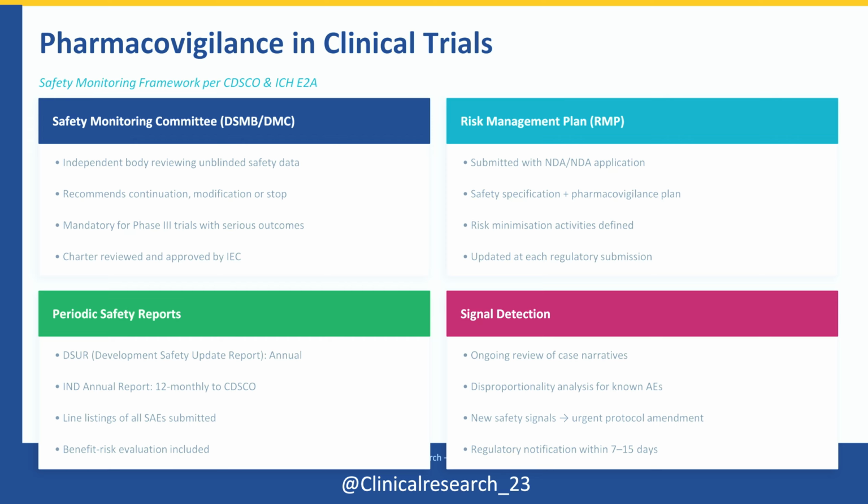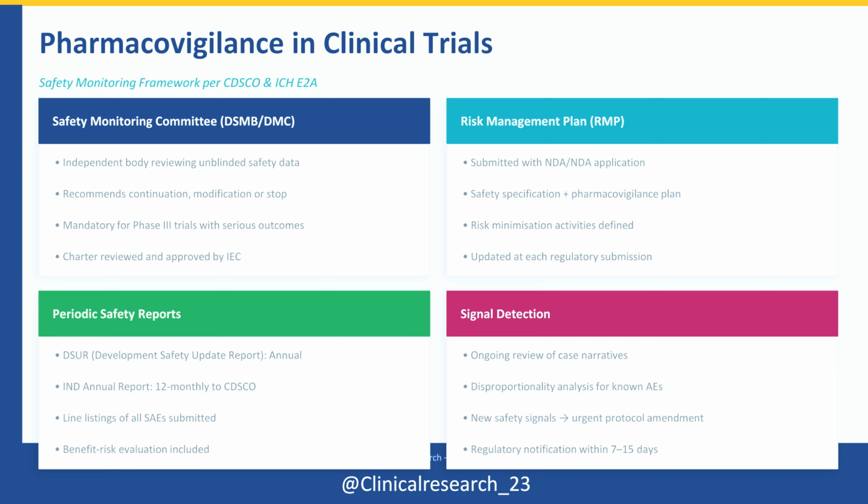Risk minimization activities are also defined clearly, including safety specifications and the pharmacovigilance plan, which are submitted along with the new drug application. Moving on, the Risk Management Plan, or RMP, is an essential document that outlines how risks will be identified, assessed, and mitigated. This plan is reviewed and approved by the IEC and is mandatory for phase III trials involving serious outcomes. It also recommends whether a trial should continue, be modified, or be stopped altogether based on safety data.